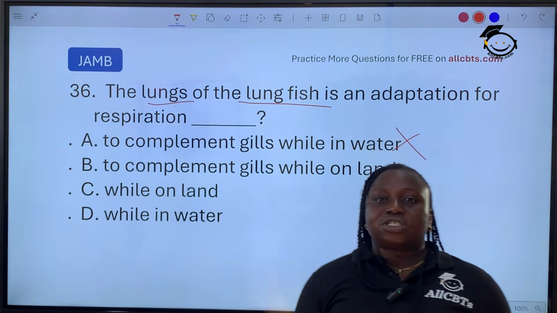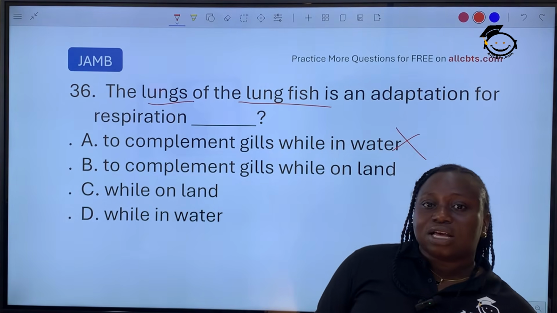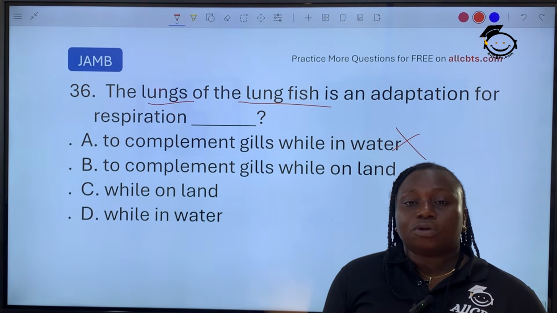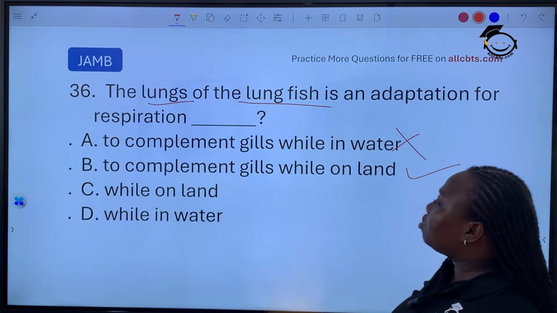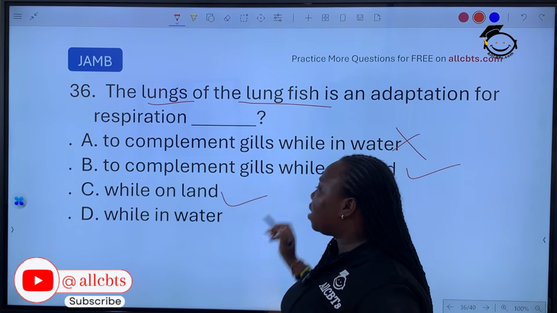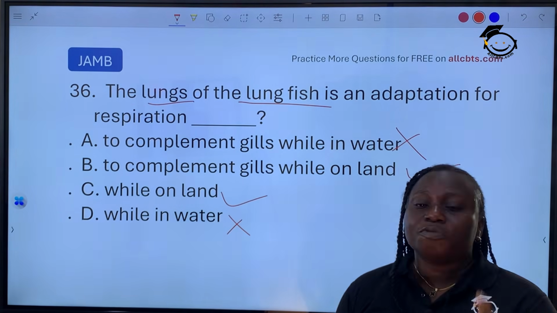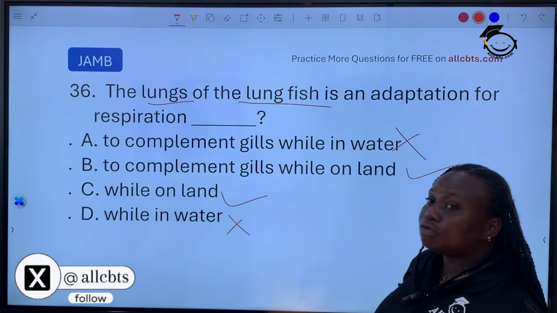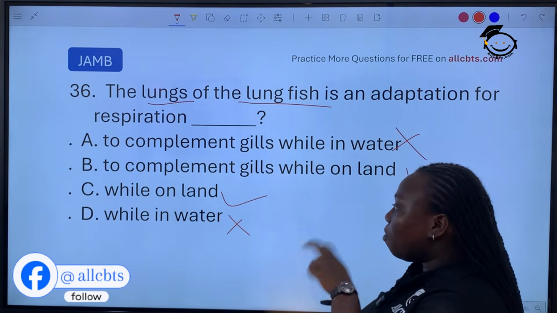Now, lungfishes, when they breathe on land, don't forget they cannot use their gills on land. Instead, they use the lungs. So we can say it's our answer. Respiration while on land can also be an answer. While in water cannot be an answer. But out of these two, we have to look for our best answer.